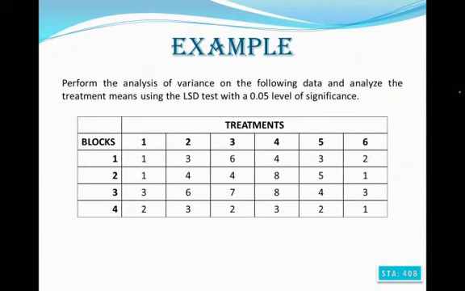There are 6 treatments in this example and 4 blocks. You can see in the layout, treatments are shown by the numbers 1, 2, 3, 4, 5, 6 and blocks are also shown by the numbers 1, 2, 3, 4. You have to analyze for the treatment means.